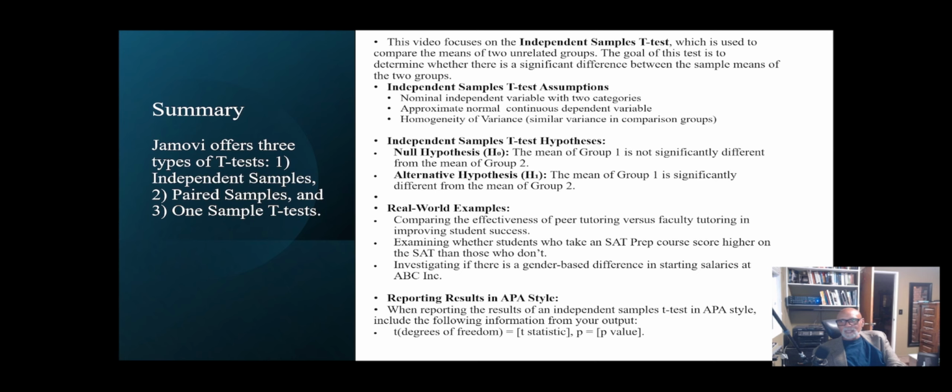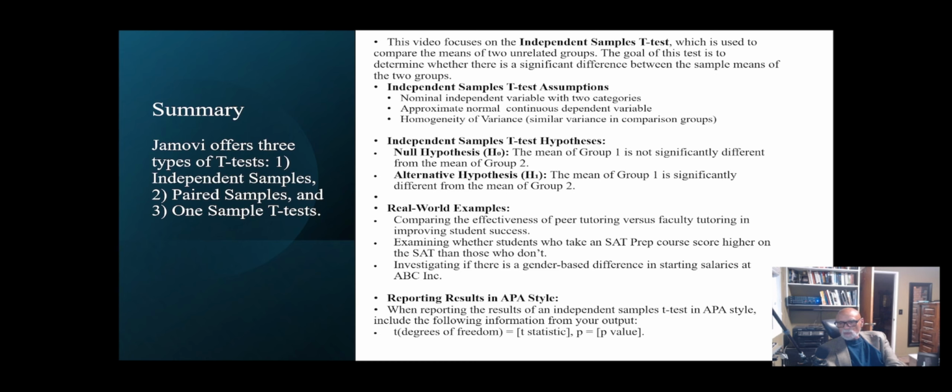And that is, we need a nominal independent variable with two categories. Only two, T for two. If it's more than two, you have to go ANOVA, and we'll talk about that in another video. The dependent variable, which is continuous, has to be approximately normal. We need to be able to calculate the mean, so it has to be continuous, and it has to be approximately normal, and we need to have homogeneity of variance.